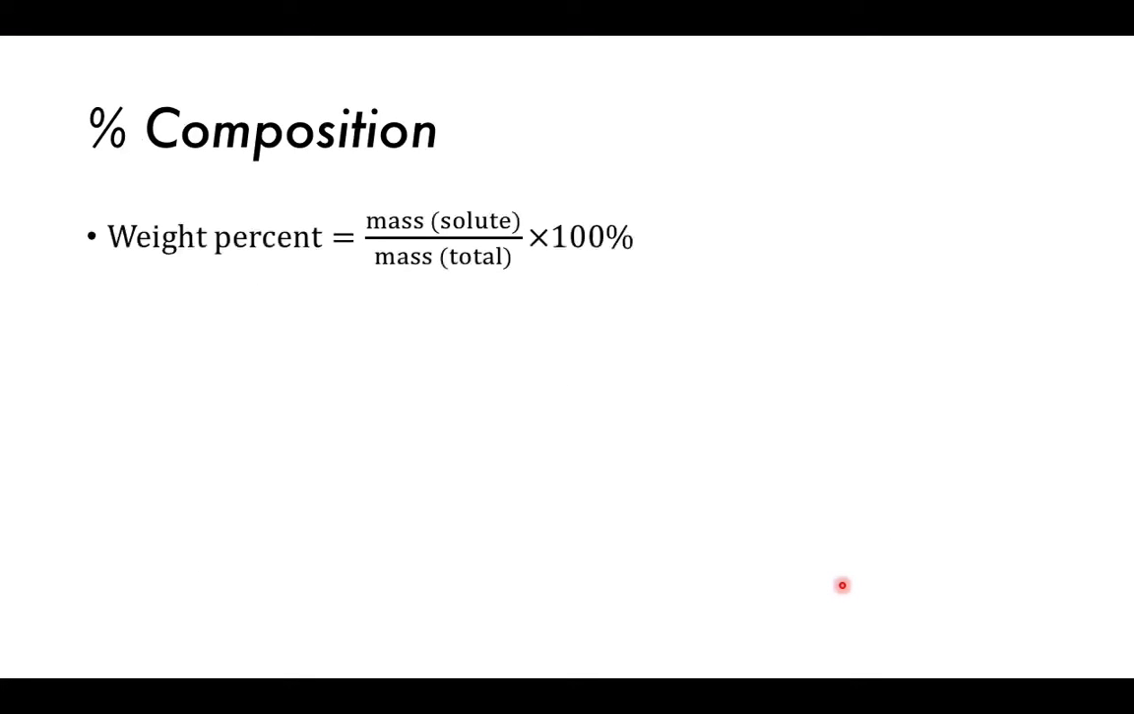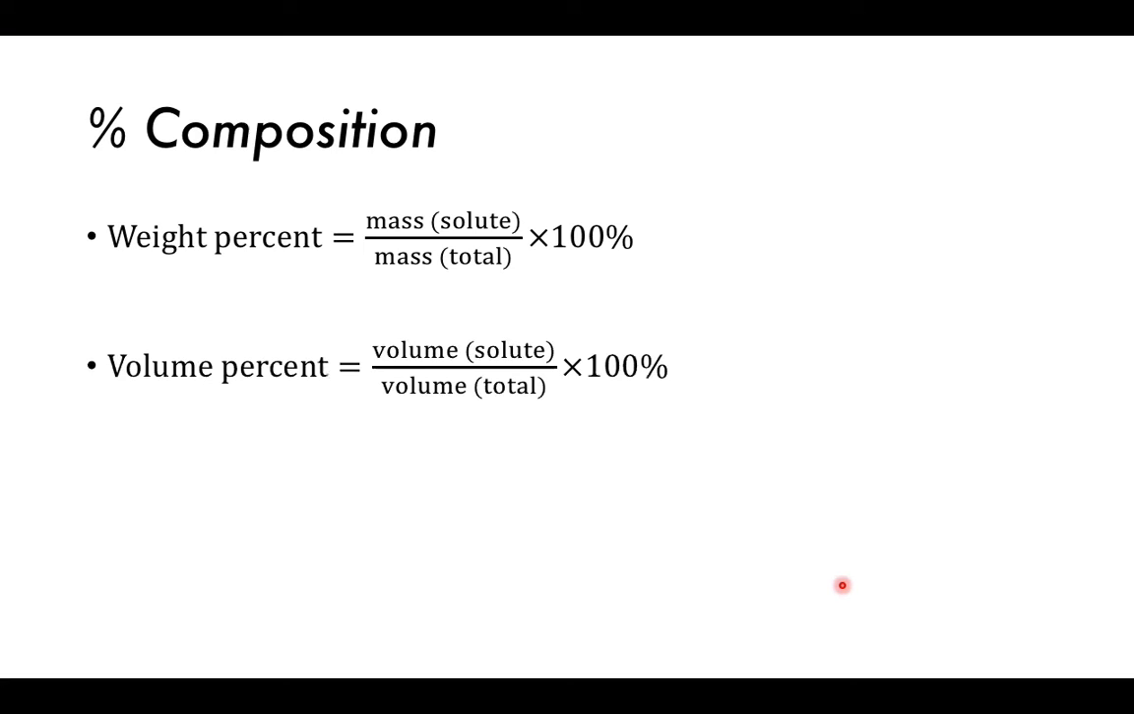Percent composition then, so weight percent is going to be equal to the mass of the solute divided by the mass of the total system, or the total sample. So that's going to be times 100% in order to get a percentage. Volume percent is going to be very similar. So it's going to be the volume of the solute divided by the volume of the total solution, and that's going to be multiplied by 100% as well.